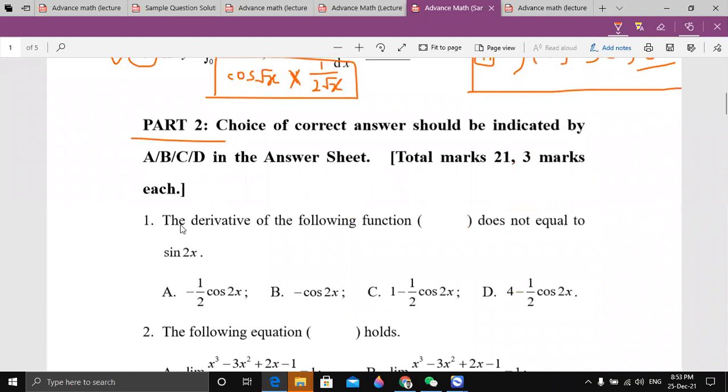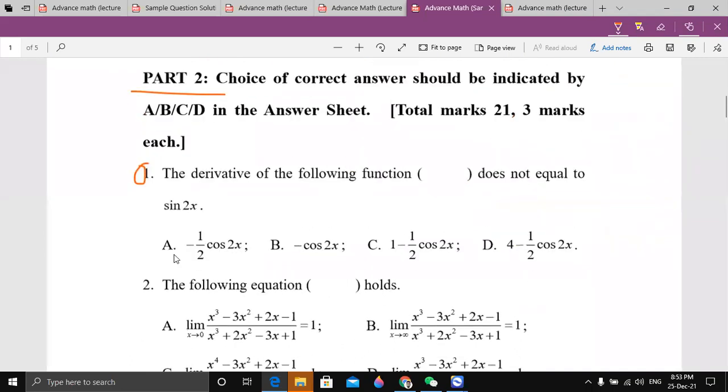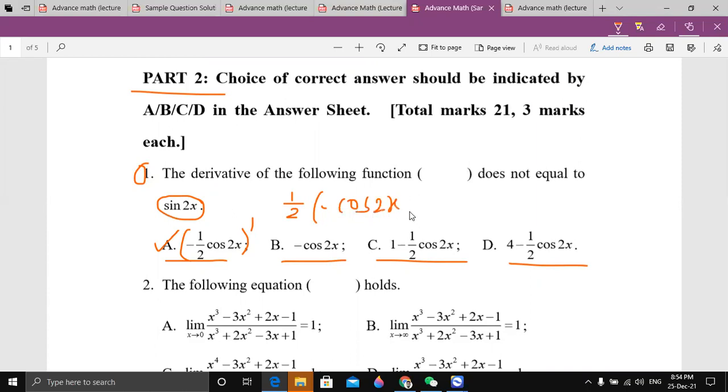Let's go to part 2. Okay, so we have the derivative of the following function that does not equal sine 2x. So we have to find the derivative of all of these 4 functions, and we have to see if it is equal to sine 2x or not. So minus 1 by 2 cos 2x. If we find the derivative of minus 1 by 2 cos 2x, firstly we take the constant out, and then we get minus cos 2x.